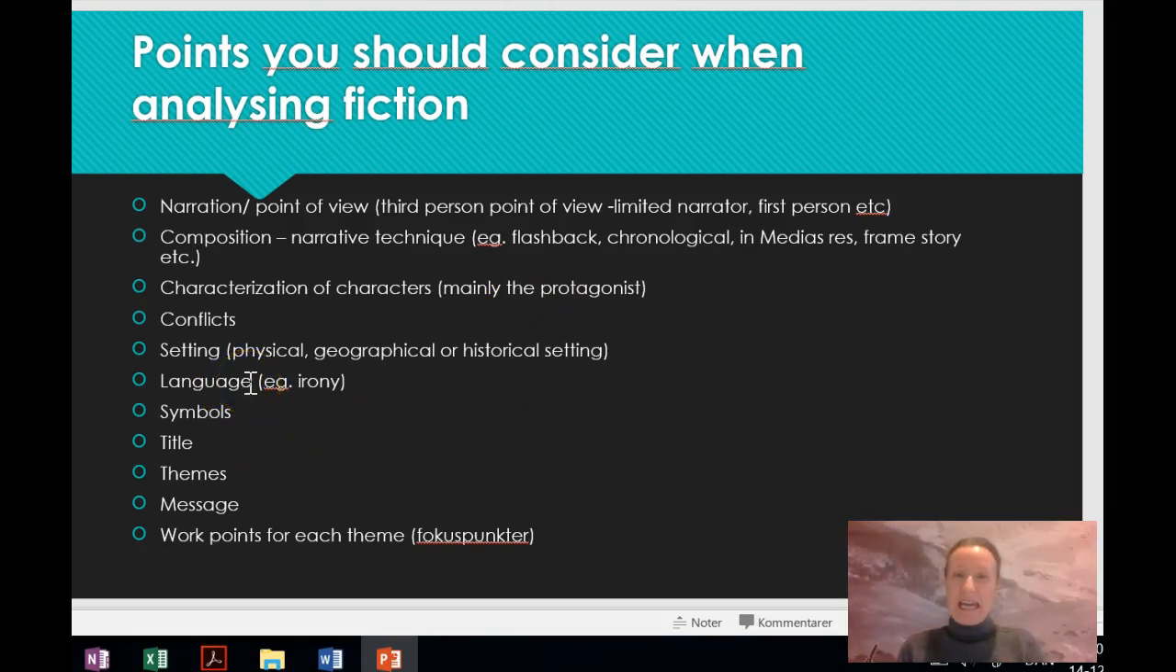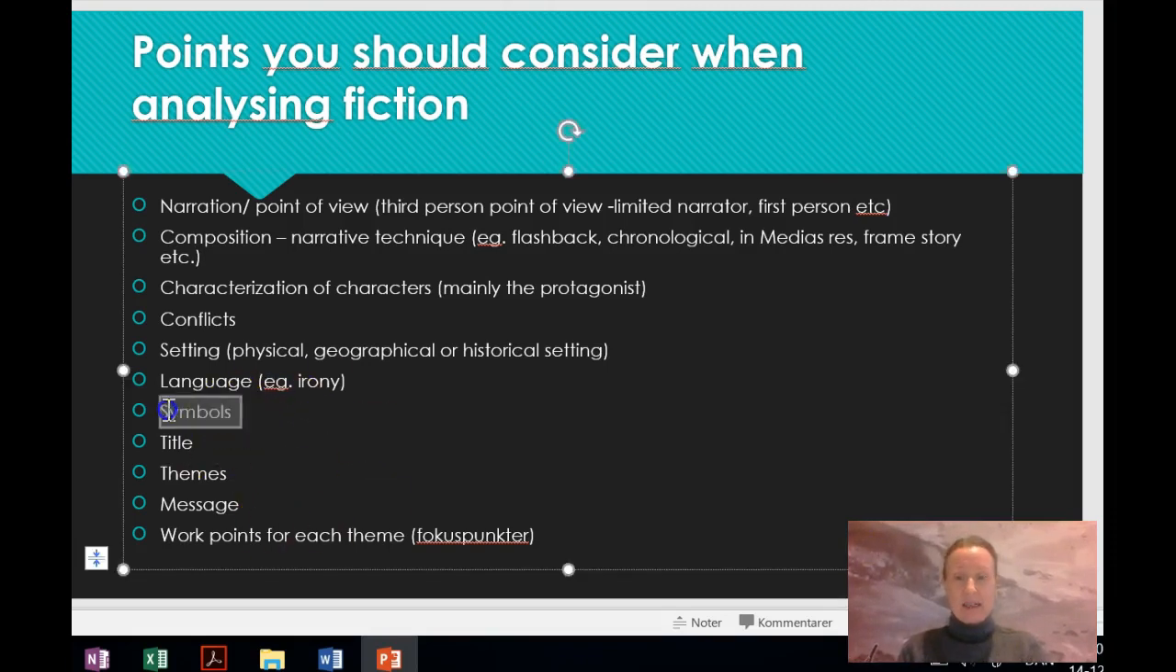Language. Usually in fiction, we do not put so much effort into talking about the language, but some of these texts that we've worked with have quite a lot of irony in them. So make sure that you look for that. Is it an ironic text in a way, and why is it ironic?